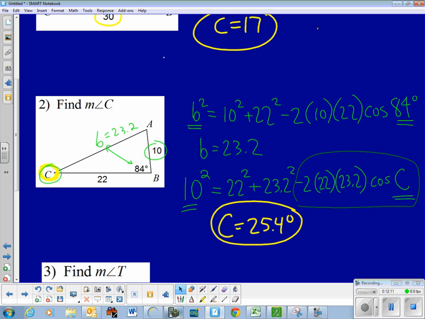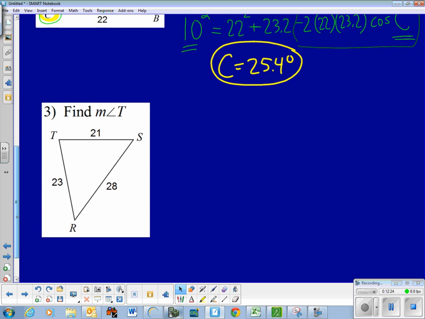Now, I know I didn't show every single step of the algebra, but if you're not comfortable, just write out all the steps. Just subtract, divide, and then inverse cosine it. Make sure you're able to get through those steps. I didn't want to show them all for the sake of time.